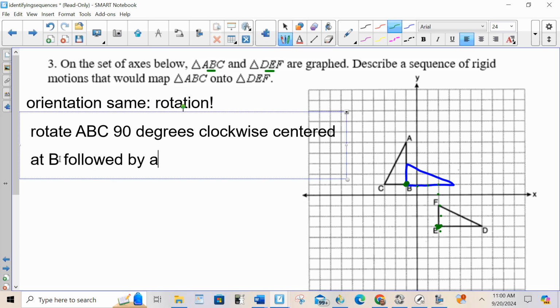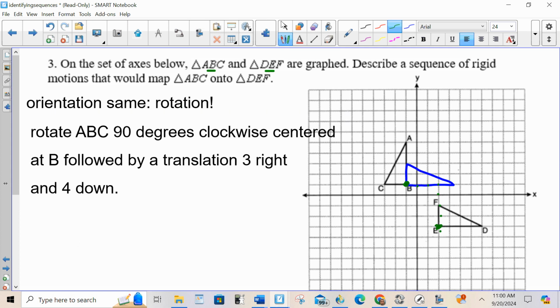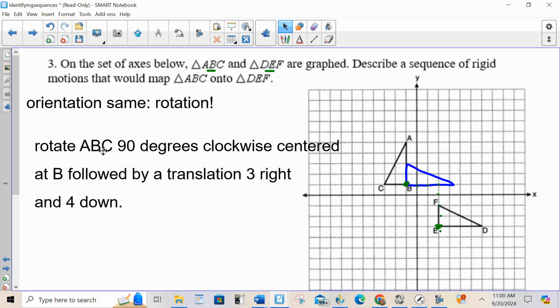Followed by a translation, 3 right and 4 down. Now, there is more than one correct answer to this. We could have centered it at A or C, and if I centered it at A or C, then the translation would have been different. So there's more than one correct answer for these. As long as your sequence gets it on there, that's all that matters.